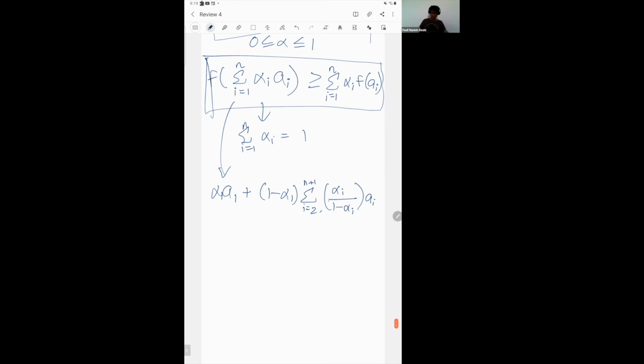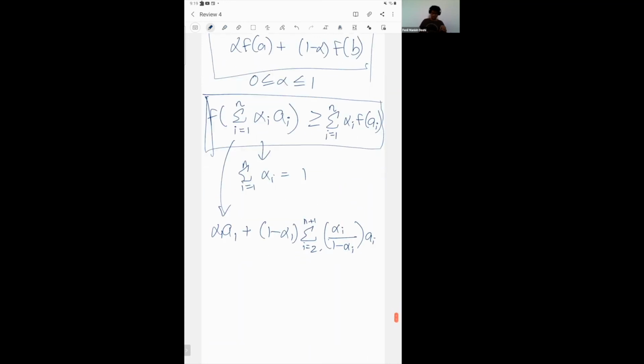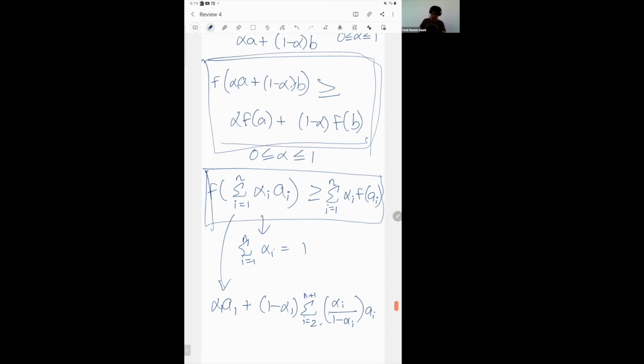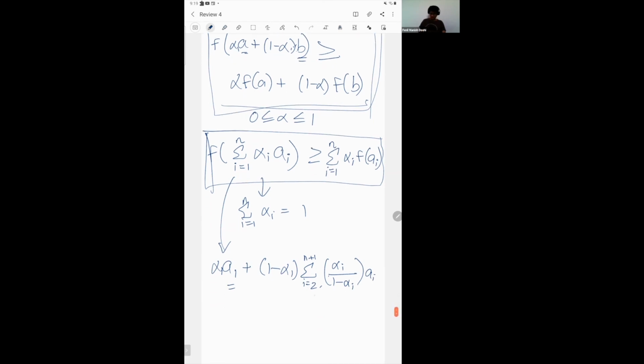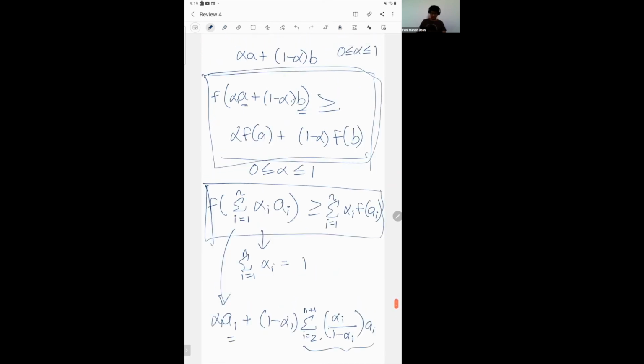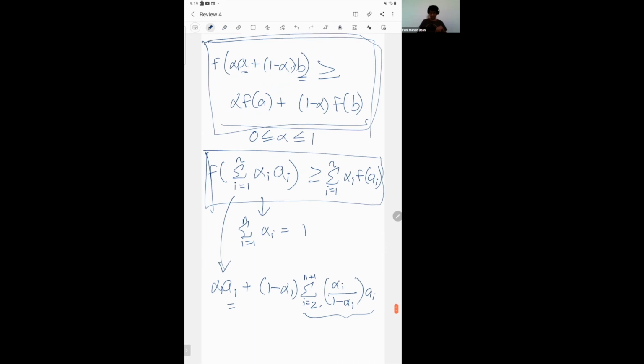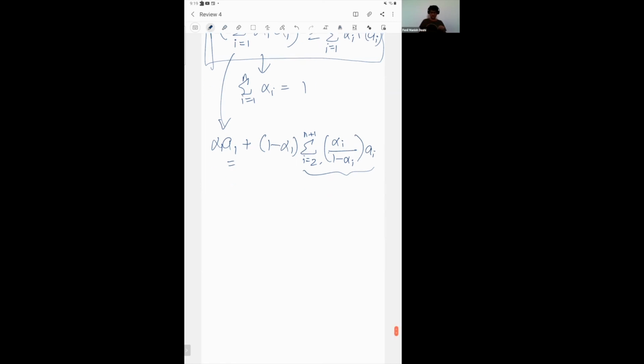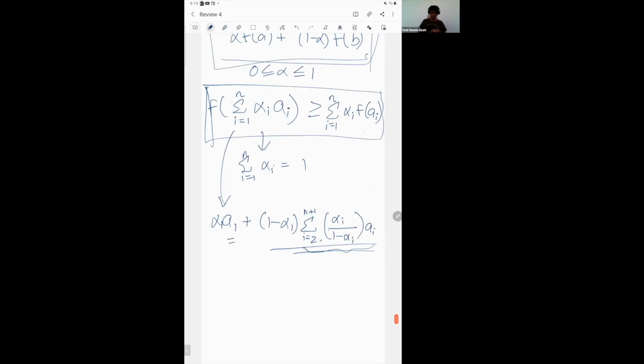Yeah, and then first just using this, now your a is simply a1 and b is this entire summation. Then you can just linearly, inductively, take alpha 1 aside, alpha 2 aside from this, and then you can easily prove this.